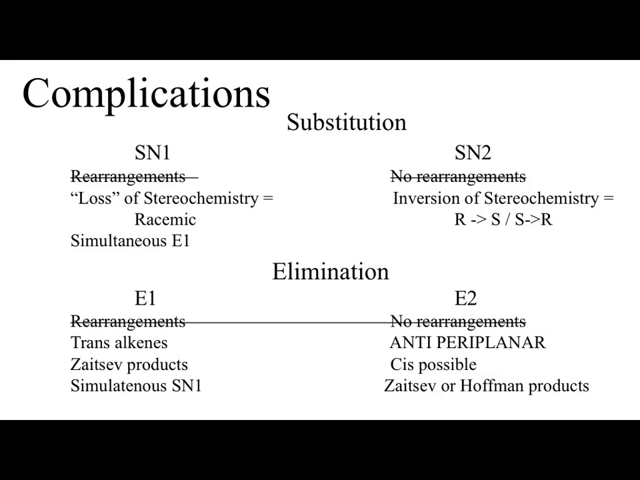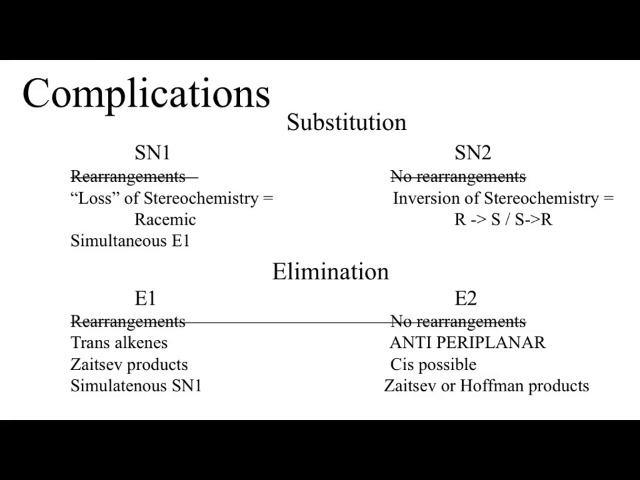What's racemic mean again? Racemic means a mixture of R and S. 50-50. Exactly right. They counter each other. It is not optically active, yes. See, we retain some stuff. I know you retain some stuff. We're learning.